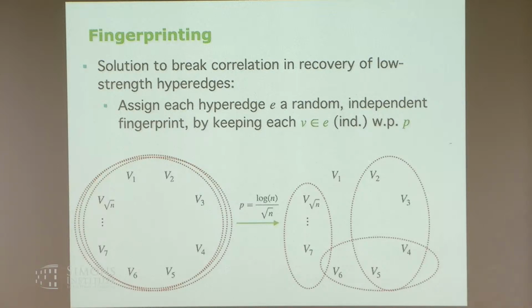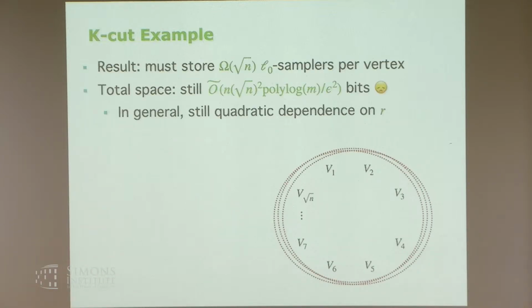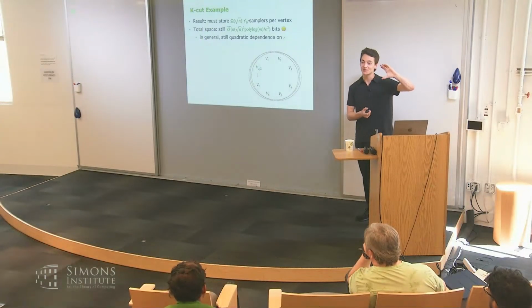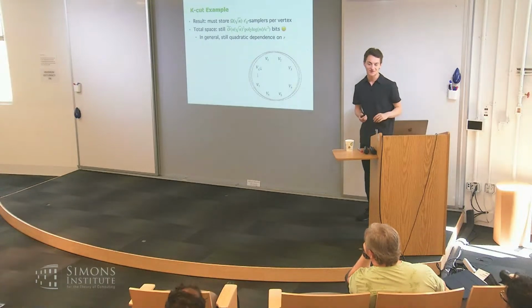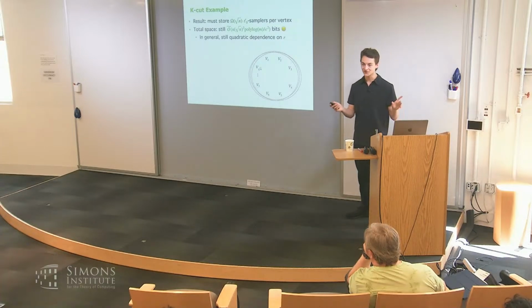Oh, great question. One of the factors is because we're storing square root n per vertex. The other factor is in the actual description complexity of an L0 sampler. It has a dependence on r, because the universe that it's representing has so many more hyperedges. Exactly, thanks for clarifying. I should have made that clear. Any other questions?